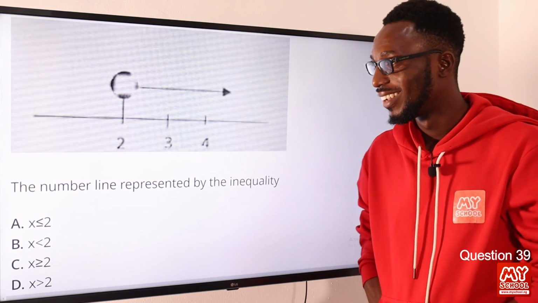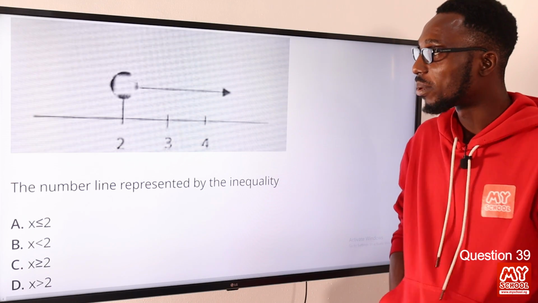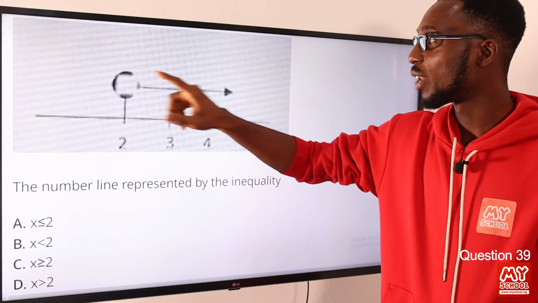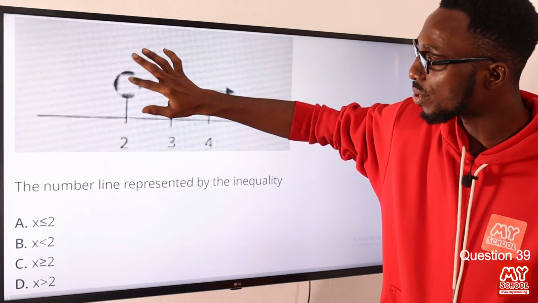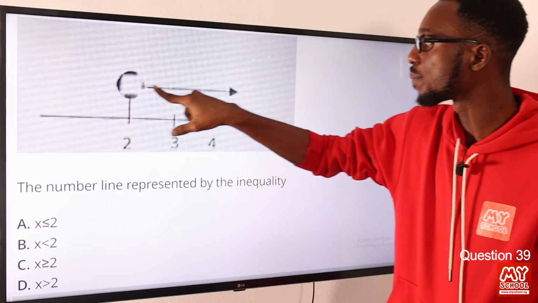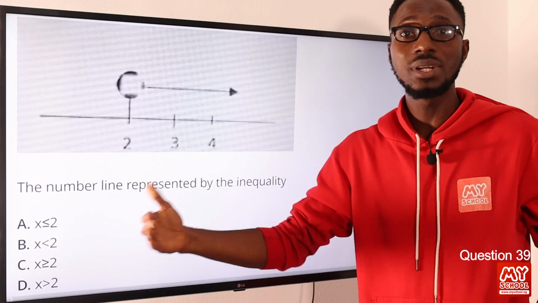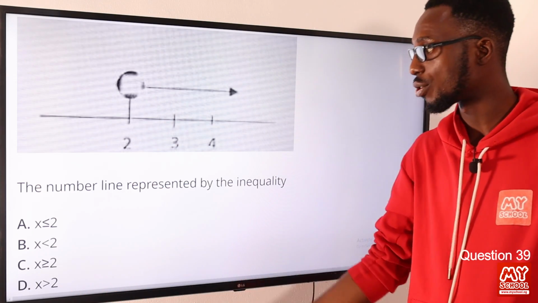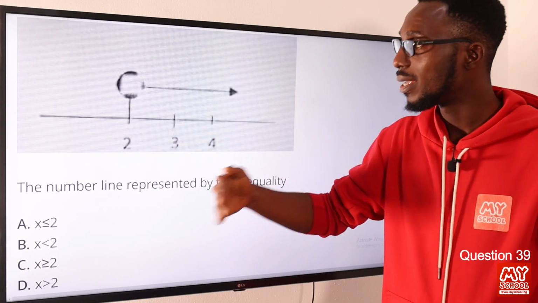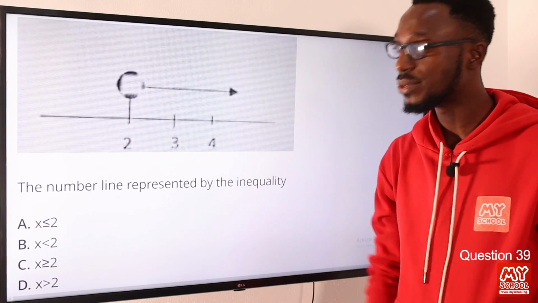Question 39. The number line represented by the inequality. So let's interpret that. You can see that we have a shaded spot right here at the tail of the arrow. Being shaded tells us that this particular number, which is 2, is included in the expression. And you can see the arrow is pointing further from 2. It tells you that numbers that are greater than 2 are included in the expression. So 2 is included and numbers greater than 2. So that is x is greater than or equal to 2. Where do we have that? I think we have that in option C. So option C is the correct option.